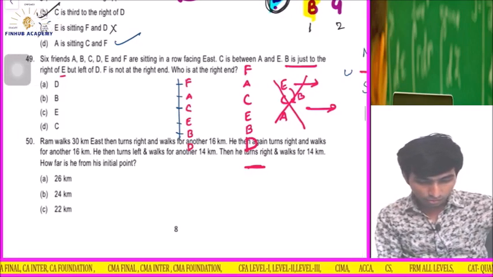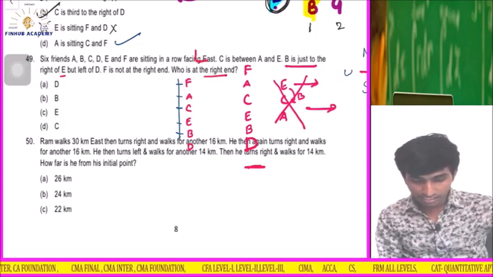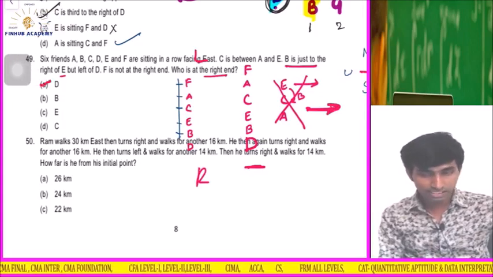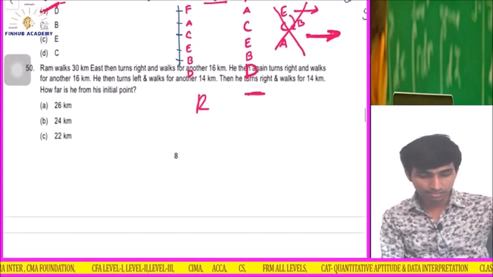Let's answer the question. Who is at the right end? This is left hand, this is right hand, they are facing east, so D is at the right hand. Answer is D, that is option A.